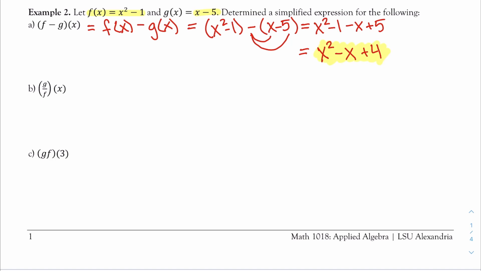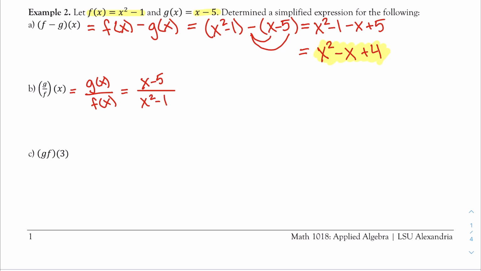Let's continue down on this route. For part B, I have g over f of x. My first step will always be, let's translate this and split it apart. In this case, I can write this as g of x over f of x. Once again, I know what f and g are. We know that g is x minus 5. We know f of x is x squared minus 1.